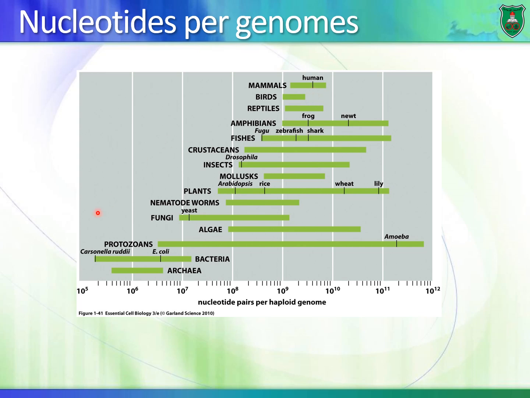Okay, so what's noticeable is that the more complex the organism becomes, the more complex or the larger the genome is. But that's not necessarily true. If you look at protozoans, for example, an amoeba has a larger genome than humans. Anyhow, this is just for you to know, not to memorize, of course.